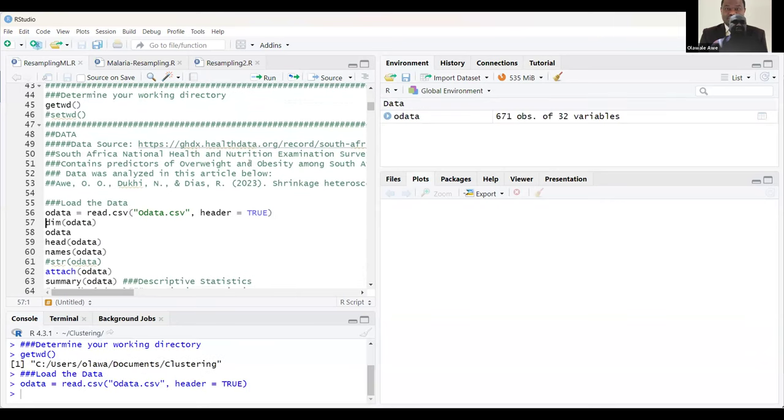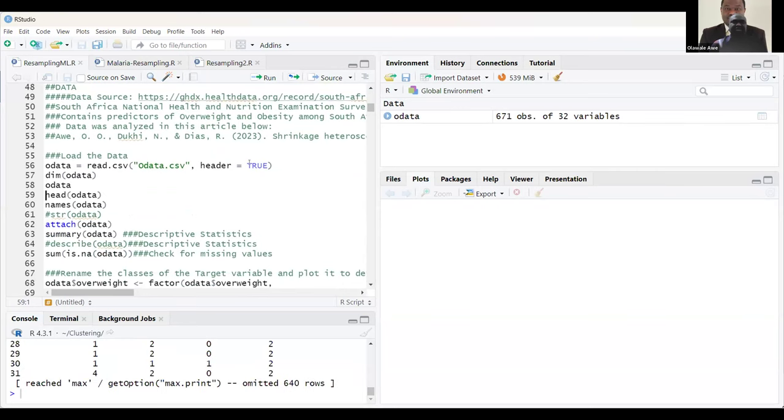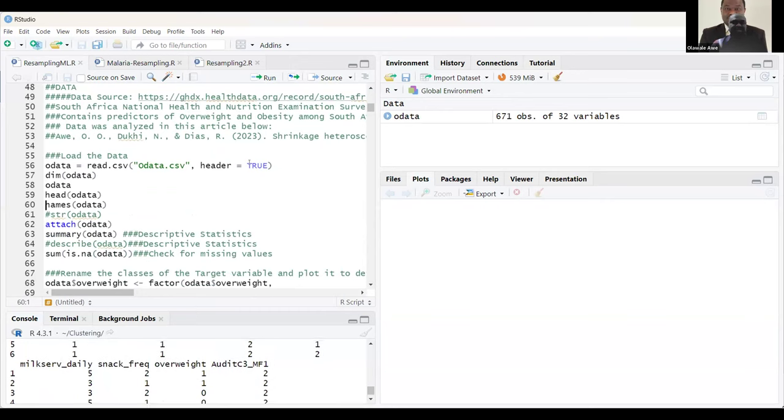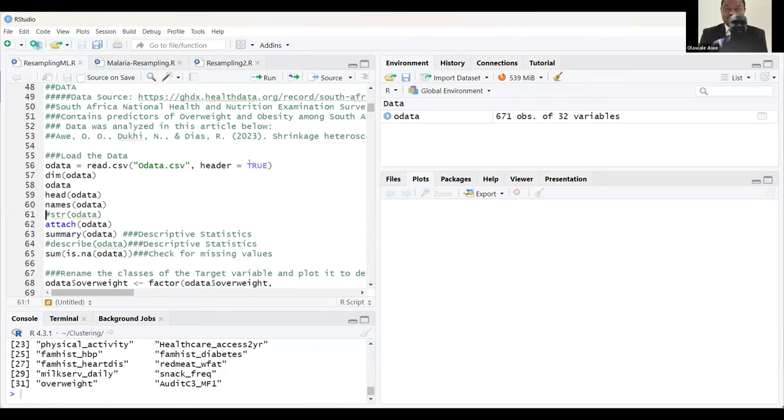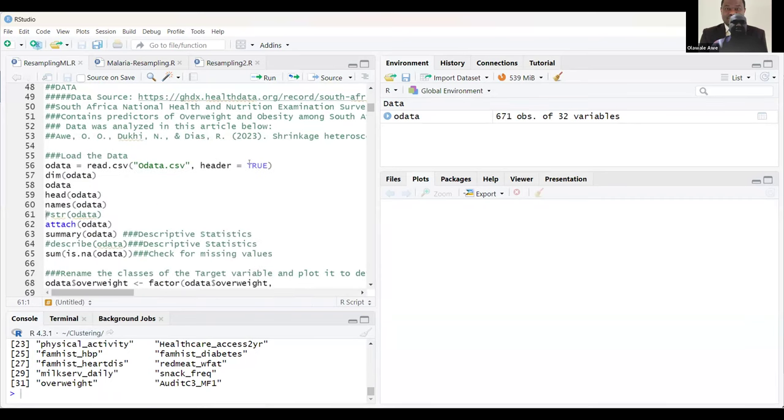Now, let's go ahead and load the data set. I call it OOO data. And the dimension of this data is 671 by 32. So I have 31 predictors in this data set. Let's look at it and let's see the names of all the variables in the data. We have about 31 predictors, like I said, of overweight and obesity.